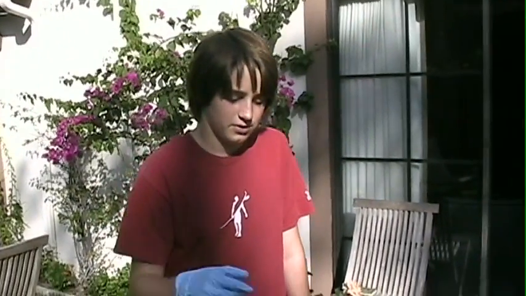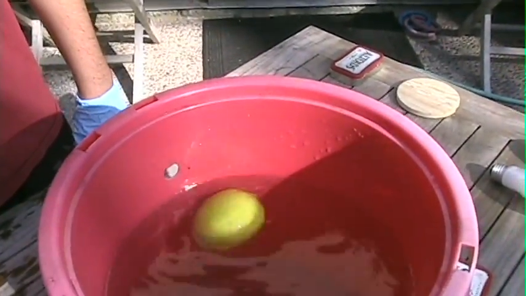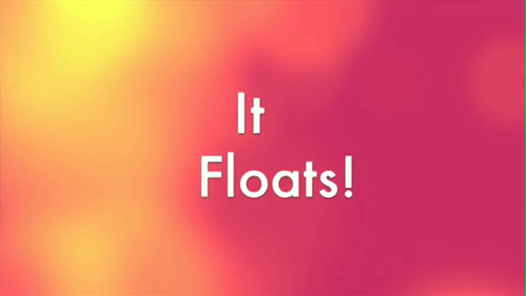Our next object will be the household lime. We'll see if it sinks or floats due to its density. It's bouncing up and down. The final outcome is it floats. The density of the lime is less than the density of the water.